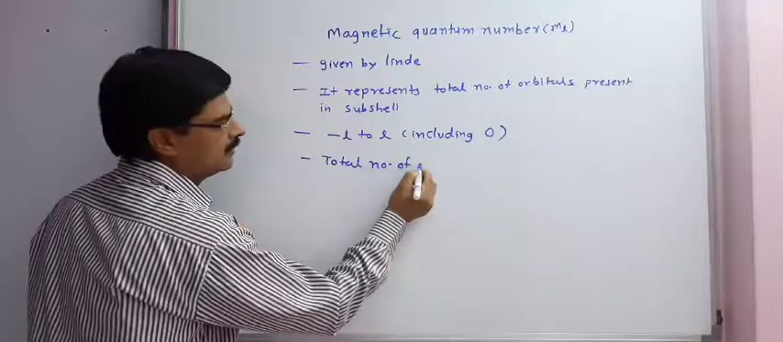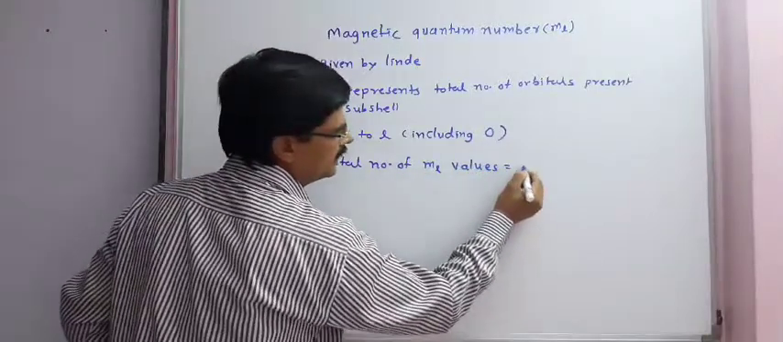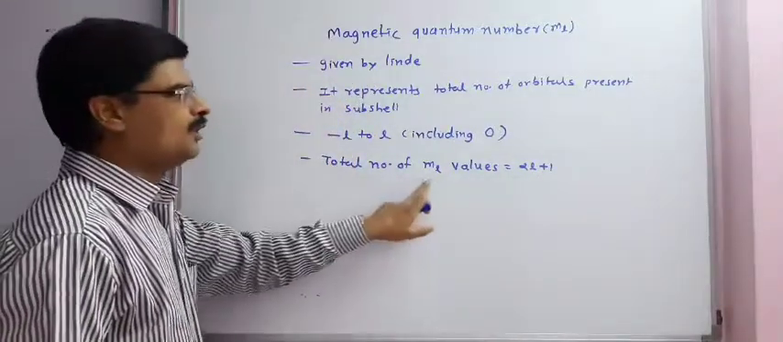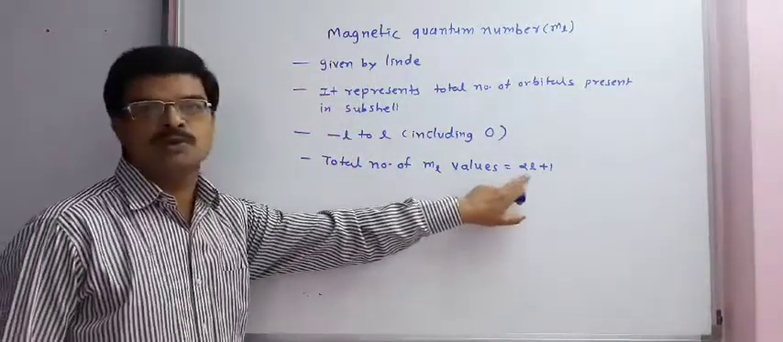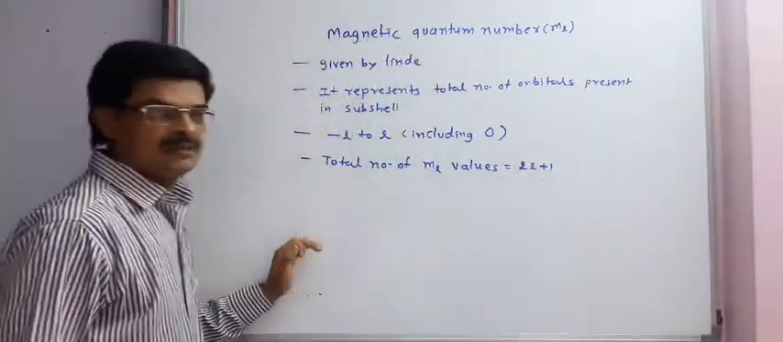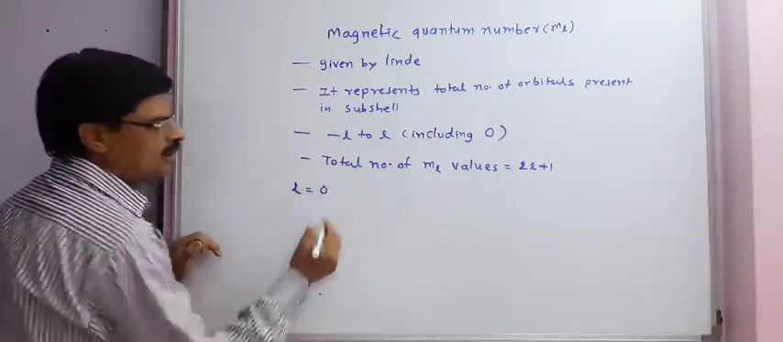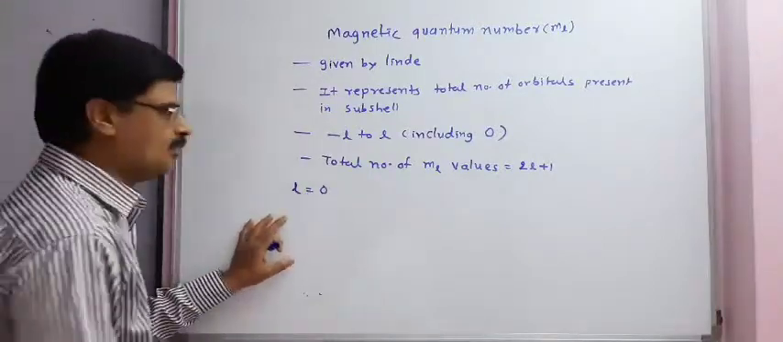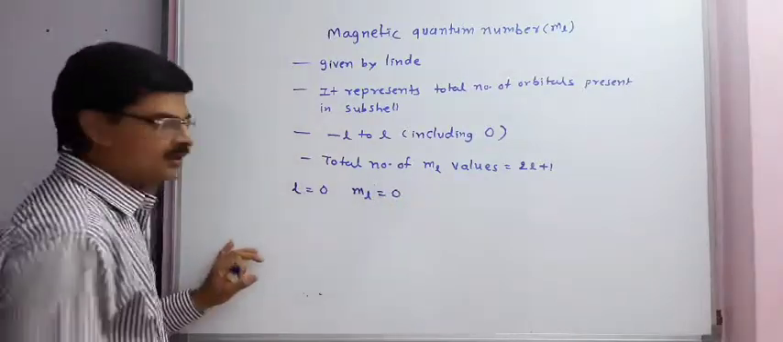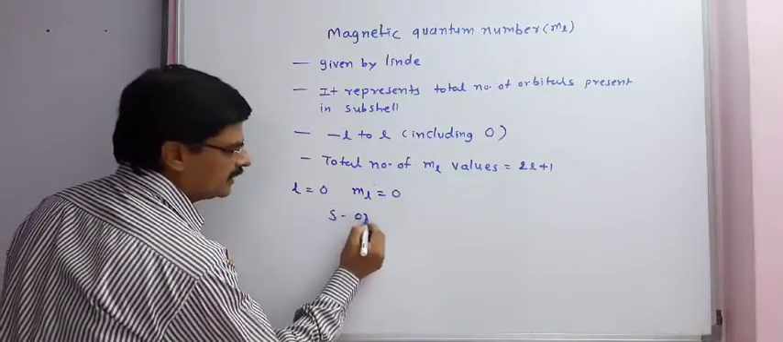So the total number of ml values is equal to 2l plus 1. Total number of ml values is equal to 2l plus 1. Now, if l is equal to 0, then the ml value is also 0 and the type of orbital is s orbital.